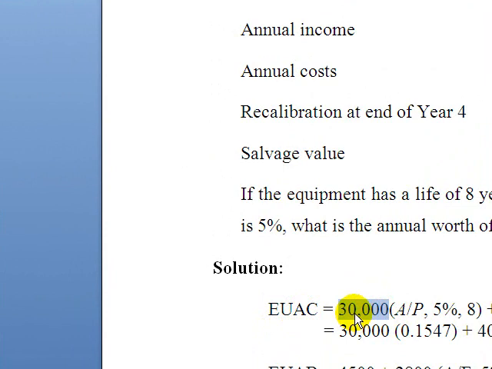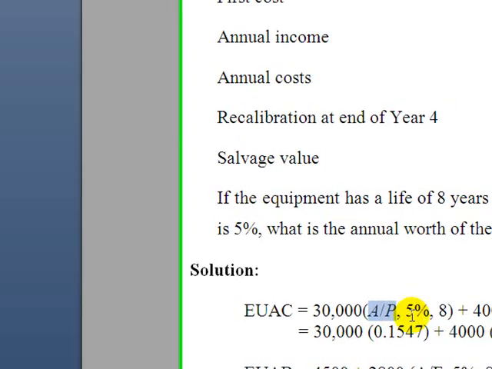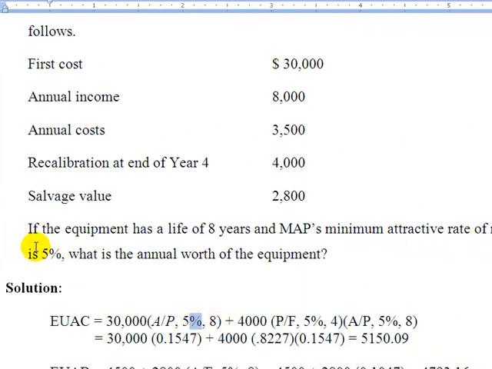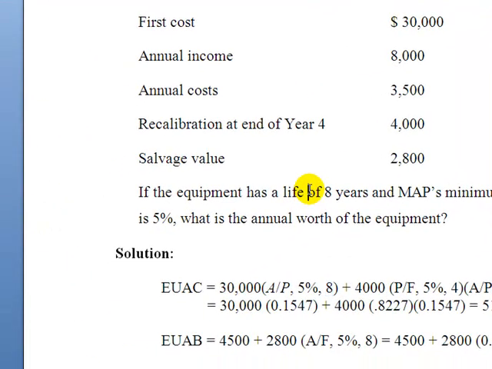So if that is the P value and we are interested in A, then we need to multiply that by the factor A given P. We need to multiply 30,000 by A given P for interest rate 5%, which is given in the problem statement, and number of years N, which is the life of the equipment, is 8 years, right? So 5% is I and N is 8. From the tables we can find the A given P factor and then multiply 30,000 by that factor.